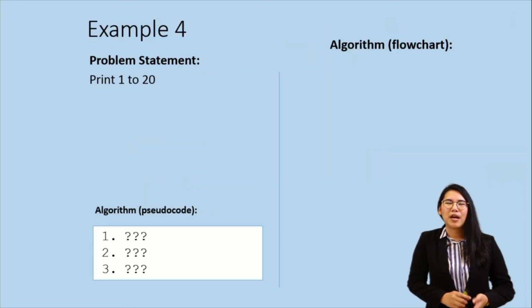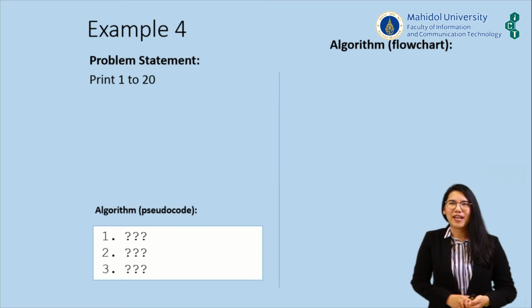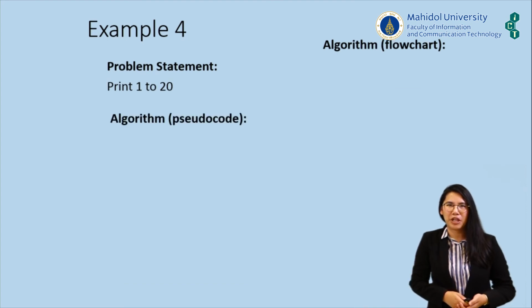Okay? Coming to the fourth example, I think this one is a little bit tricky. You need to print 1 to 20 using the flowchart. Can you draw it, and can you write the pseudocode? You can pause the video a little bit and think about how you can solve this problem. So welcome back. I guess you already have your sample answer. So let's start with the sample answer that I have here.